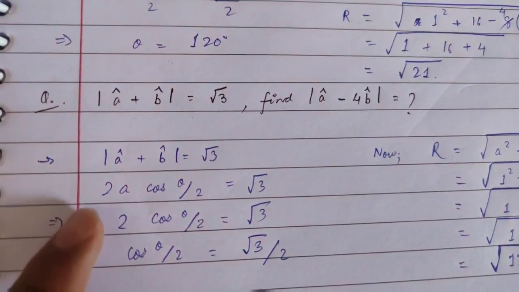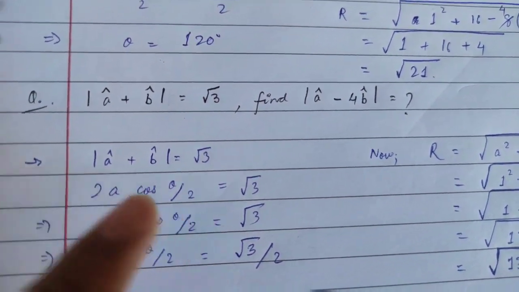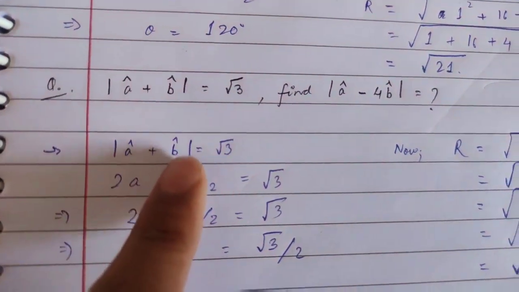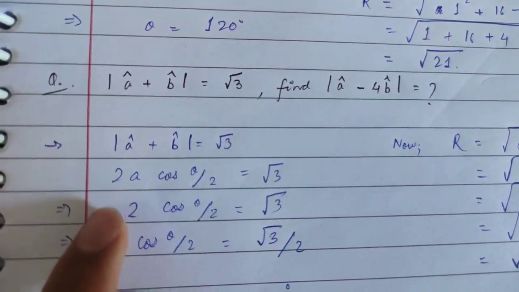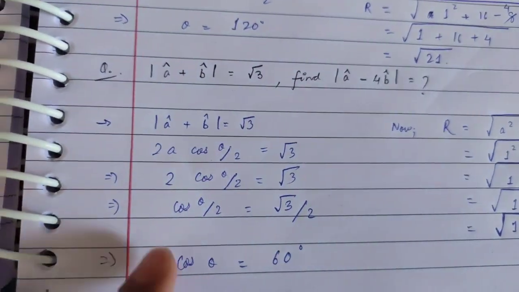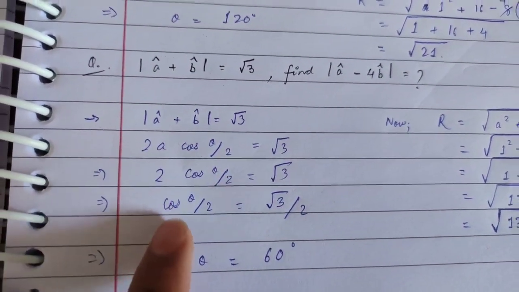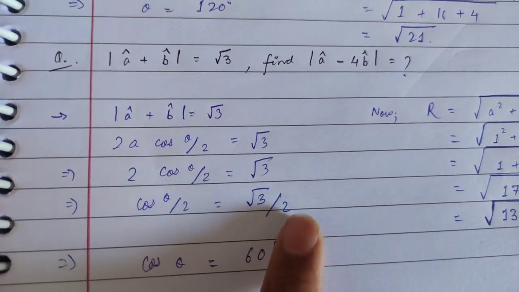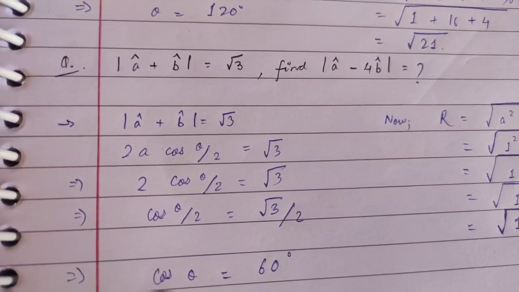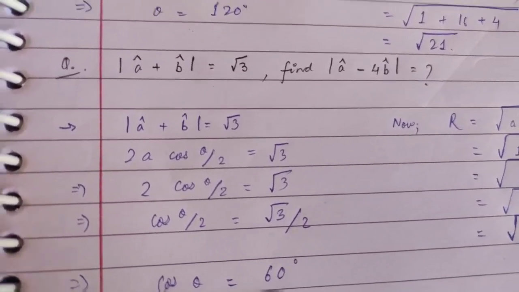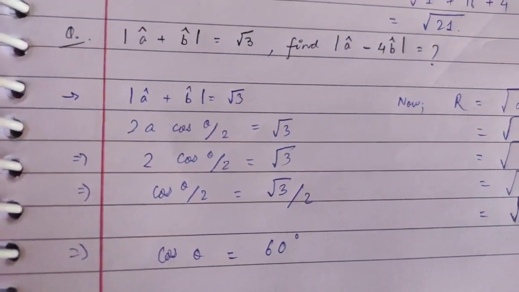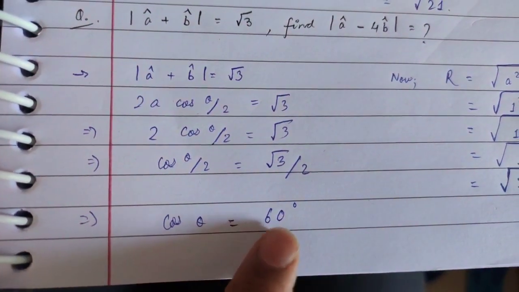So we will apply the formula 2a cos theta by 2, because in addition we apply 2a cos theta by 2. So 2a cos theta by 2 is equal to root 3. The value of a is 1 because its magnitude is 1. So 2 into 1 cos theta by 2 equals root 3, so cos theta by 2 equals root 3 by 2. And we know cos is root 3 by 2 when the angle is 30 degrees. Since it is theta by 2, theta is 60 degrees. Now we have got the value of theta, which is 60 degrees.